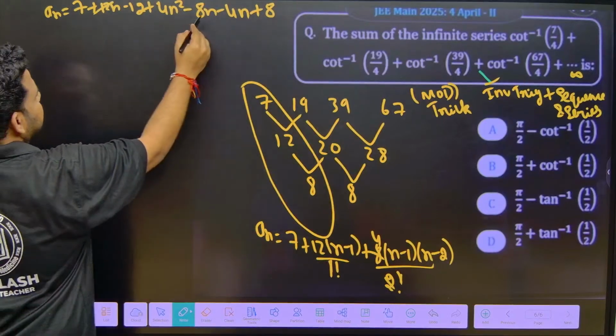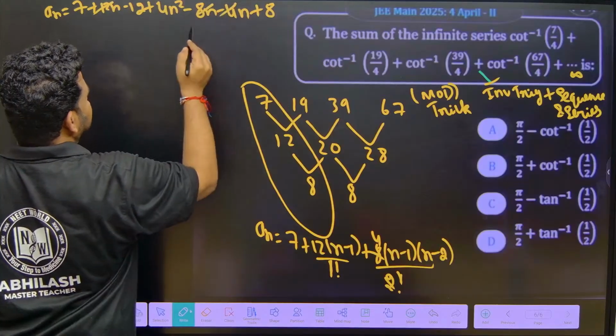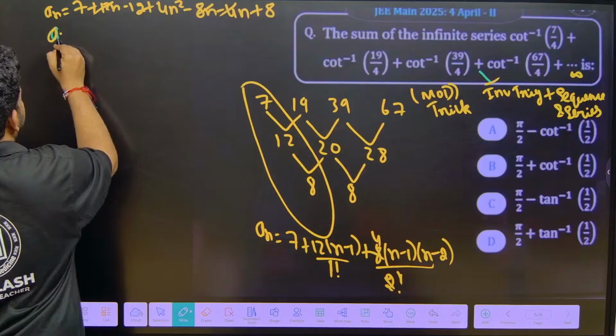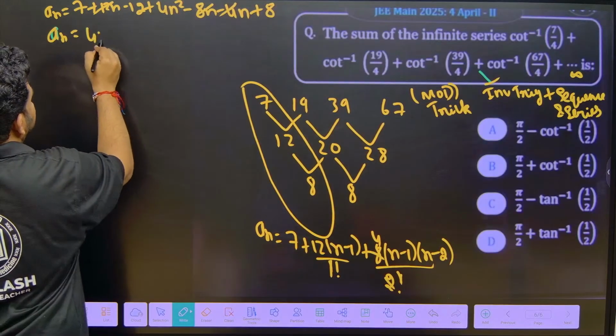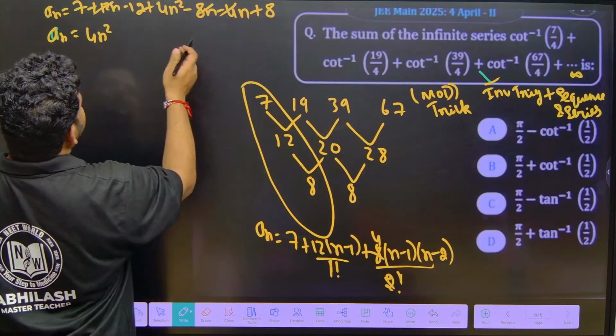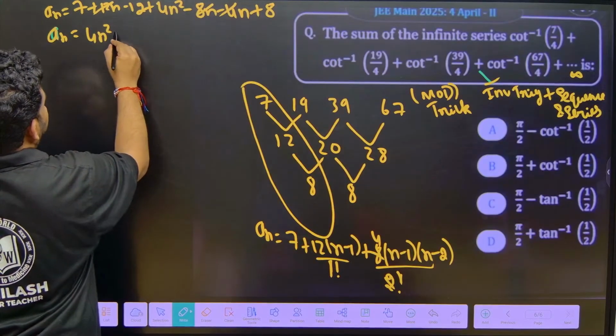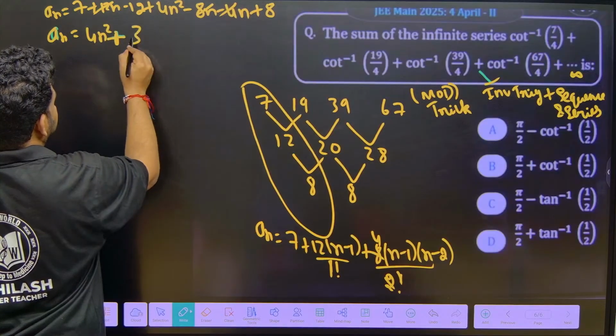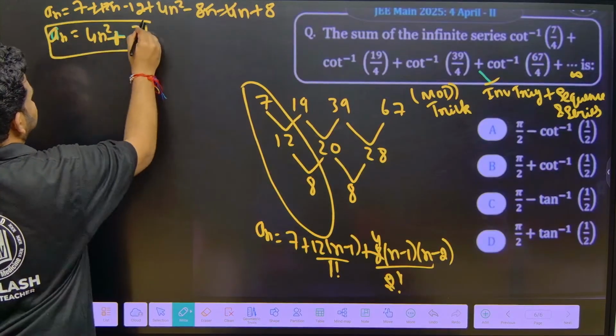8n minus 4n is minus 12n... wait, 8n minus 12n will get cancelled. Okay. So this will become what? An is equal to 4n square, and 7 plus 8 is 15, 15 minus 12 is 3. This is what you have: 4n square plus 3. An is equal to 4n square plus 3.